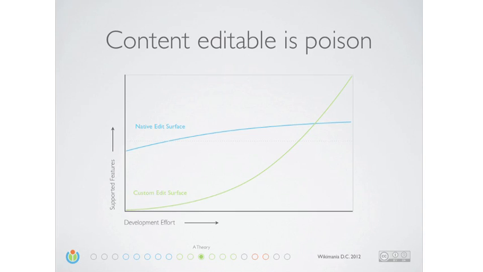So a while back when we were working on the usability initiative, we were trying to make a syntax highlighted Wikitext editor, and we were using content editable. And we ran into a lot of problems, and we kind of learned the hard way that it's a very limited, buggy, difficult system to work with.